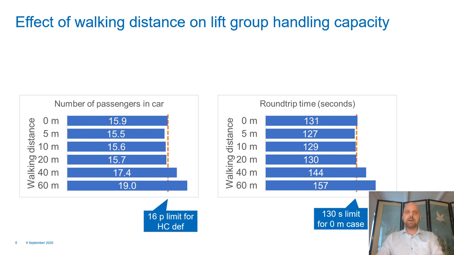In simulation, handling capacity limit can be studied through average number of passengers in car or true round trip time. Traditionally, handling capacity is defined as 80% of passengers, which in this case equals 16 persons, shown here. Up to 20 meters, both average number of passengers in car and round trip time stay stable, but for longer walking distances, both start to increase, which indicates reduced handling capacity and explains increased waiting times seen in previous slides.